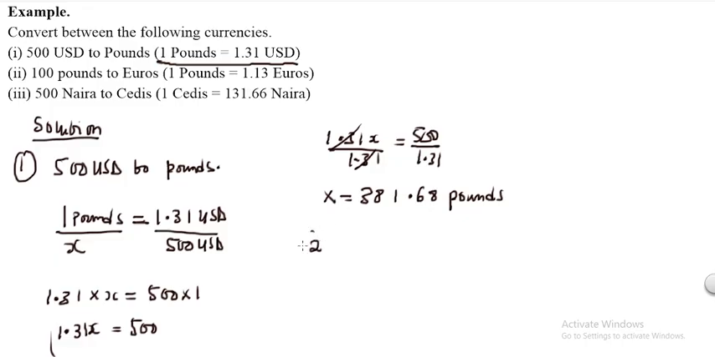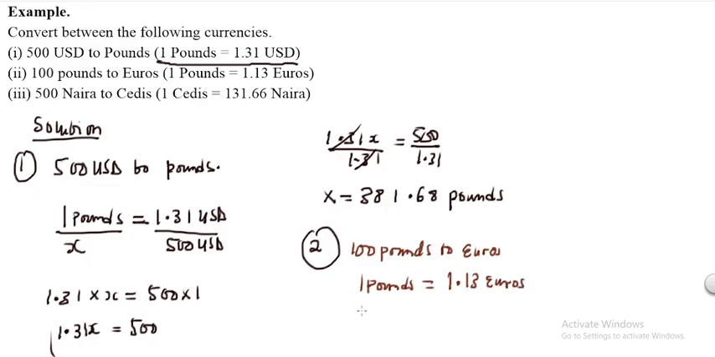Let's take the second example. You can pause the video and convert £100 to euros, given the exchange rate of £1 to 1.13 euros. So I'll simply write out what we are converting here. This is £100 to euros. First of all, you write the exchange rate. So I know that £1 is equal to 1.13 euros. Since I'm looking for £100, I say £100 will be equal to X euros, and I don't know the equivalent in euros. So I can make this a fraction, and from here I can cross multiply.